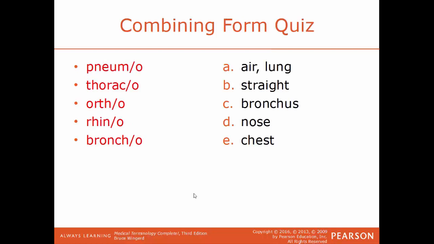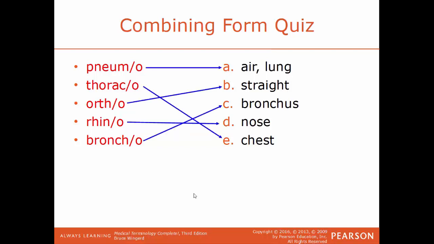All right, we'll finish up our chapter on the respiratory system with our combining form quiz. Terms on the left: pneumo, thoraco, ortho, rhino, and broncho, all match to either air or lung, straight, bronchus, nose or chest. Pneumo goes to air or lung. Thoraco goes to chest. Ortho goes to the straight. Rhino means the nose. And broncho means the bronchus. Here are all 5 of the terms correctly matched to their definition.